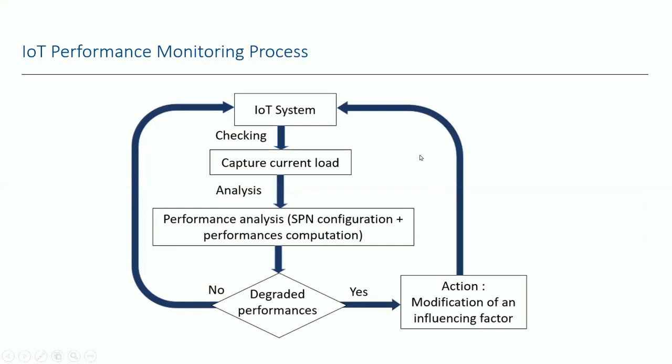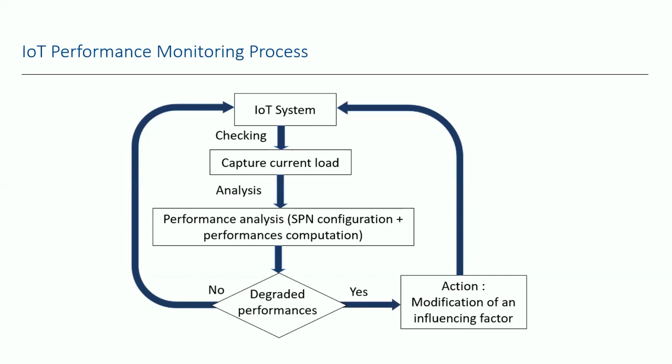is to monitor and capture the current configuration and workload of the target IoT systems. The second step, we construct a stochastic Petri net model configured with parameters captured in the previous monitoring phase. As described in the paper, SPNs are well-suited for modeling the concurrent and probabilistic behavior inherent to IoT.